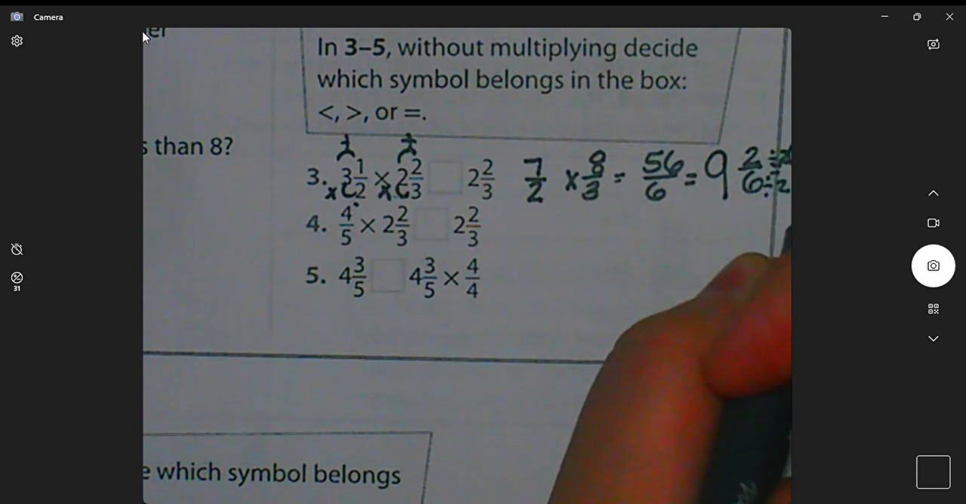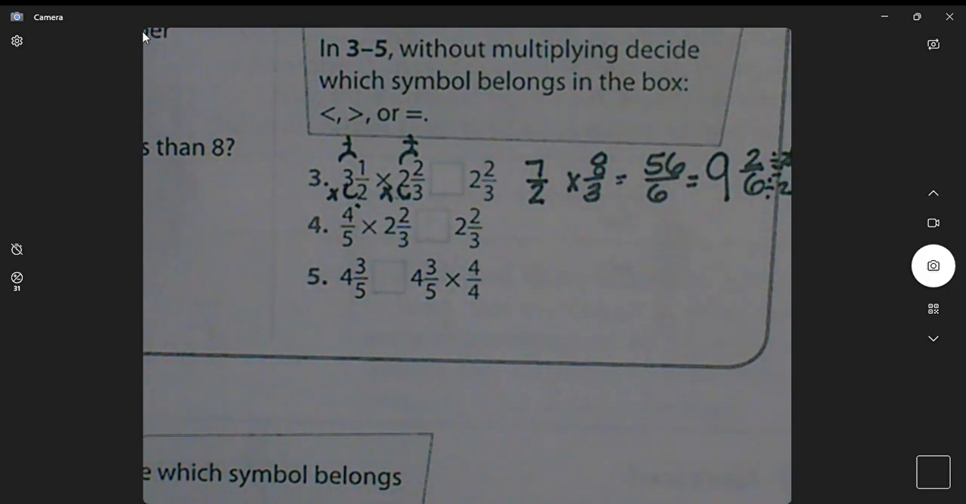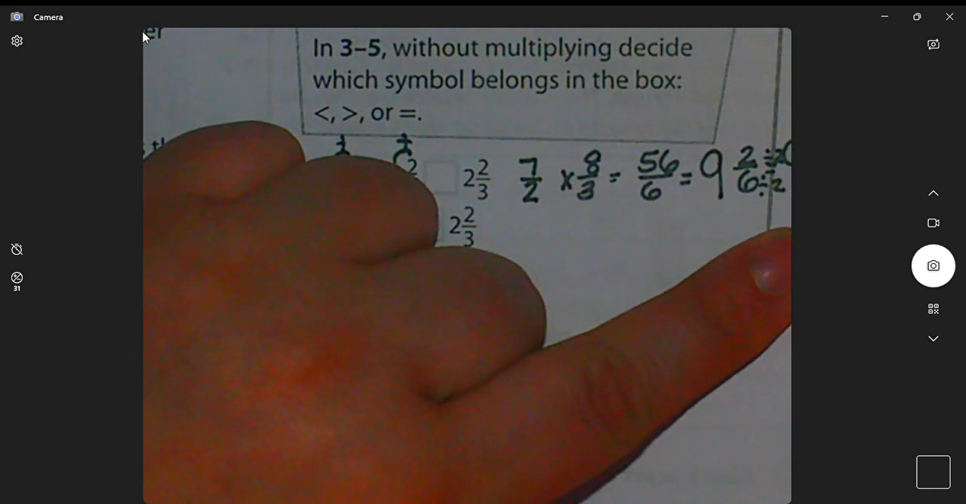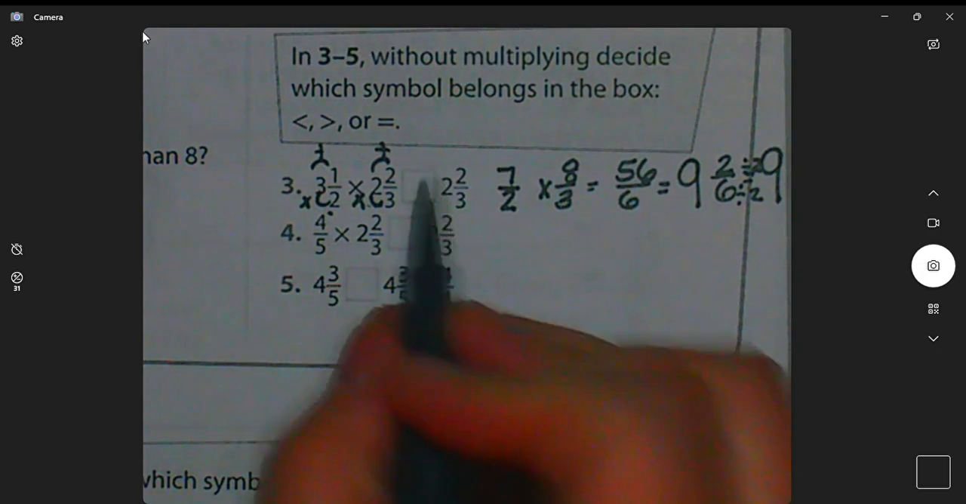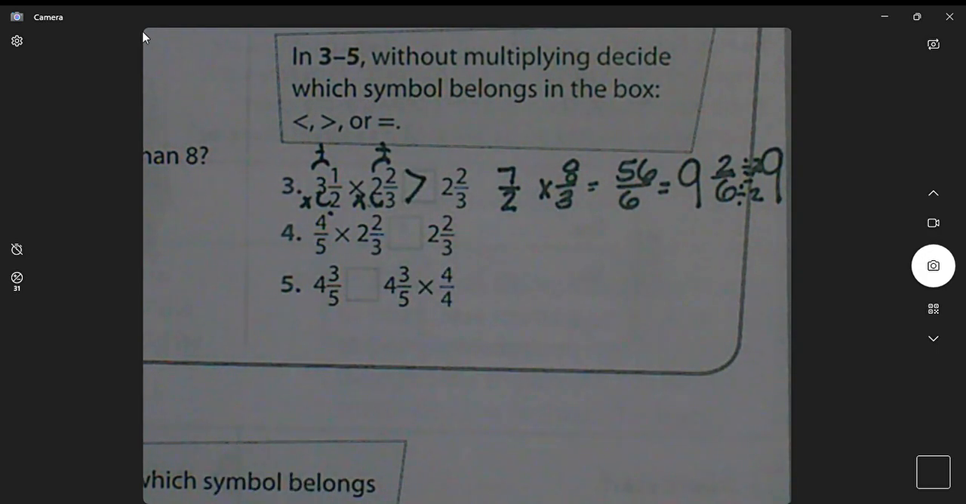So 9 1/3 is greater than, less than, or equal to 2 2/3. It's greater than. My whole number is bigger. I can't just look at the fraction. I have to look at that whole number too. That whole number is 9. 9 is bigger than 2.